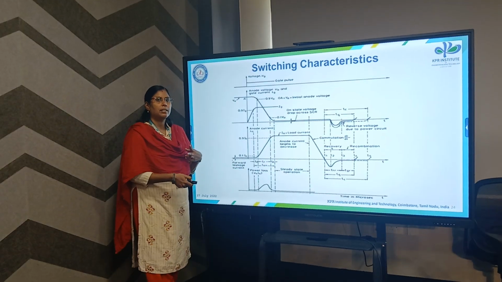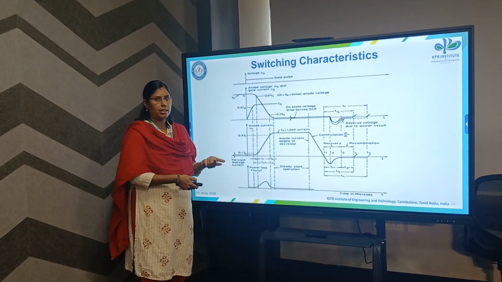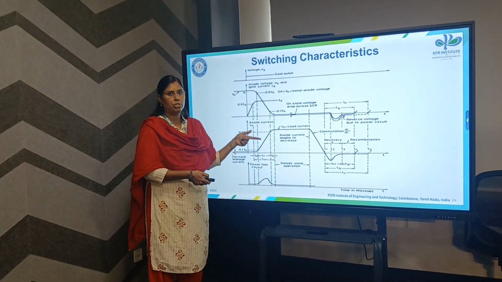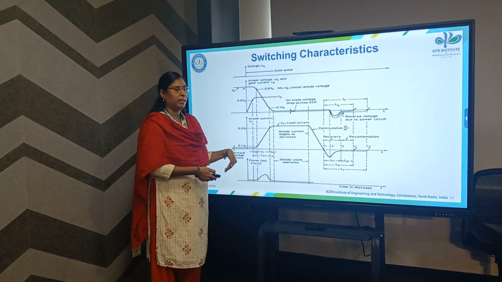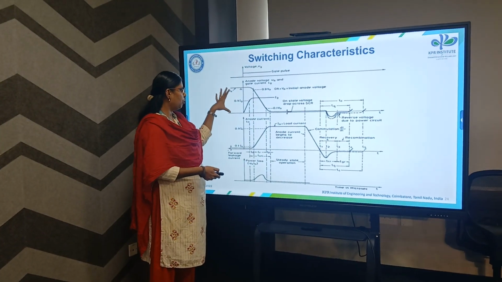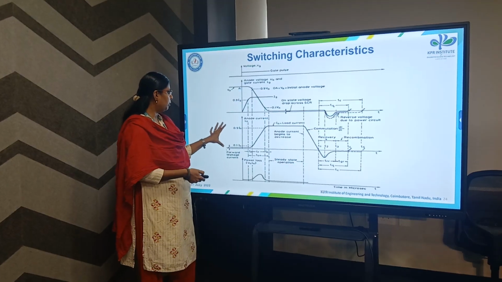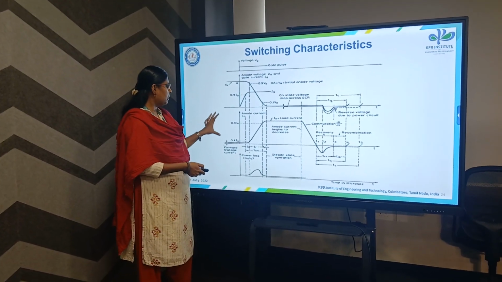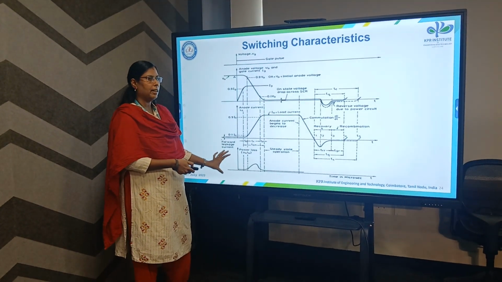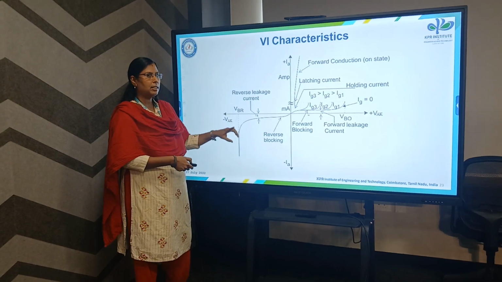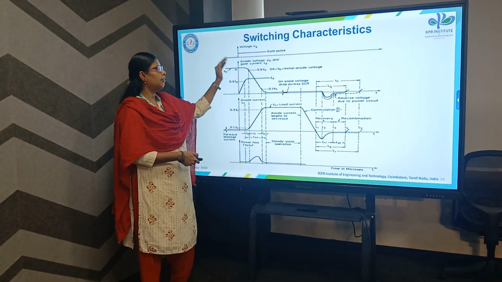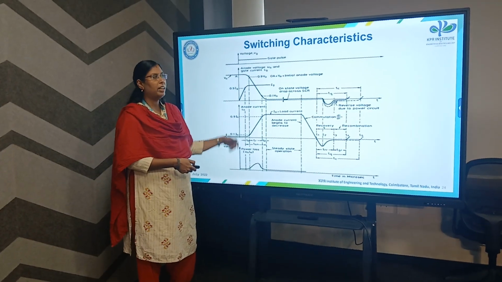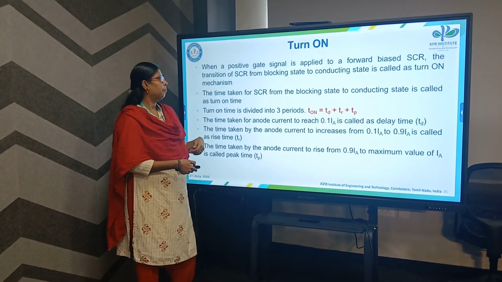We have 2 characteristics in each and every device. One is the VI characteristics, another one is the switching characteristics. Switching characteristics will explain each and every parameter: the anode current characteristics, anode voltage characteristics, current characteristics and leakage current characteristics. In VI characteristics, we have all the parameters in one characteristic. The same will be explained one by one in switching characteristics.